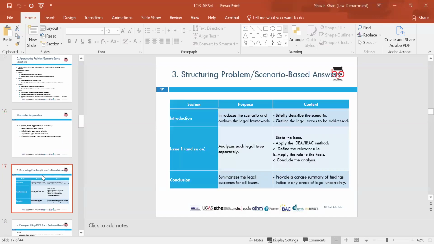So, structuring problem-based, scenario-based questions: introduction, purpose, issue one, and conclusion. It looks at the IDEA and the IRAC method that can be used.